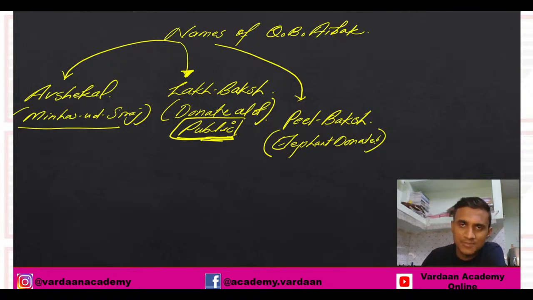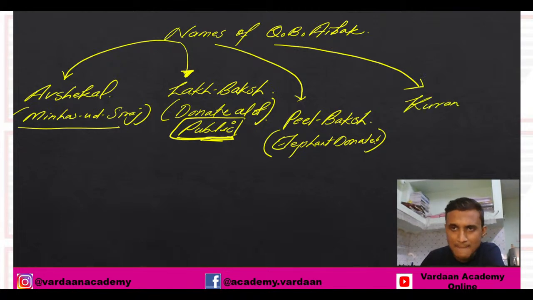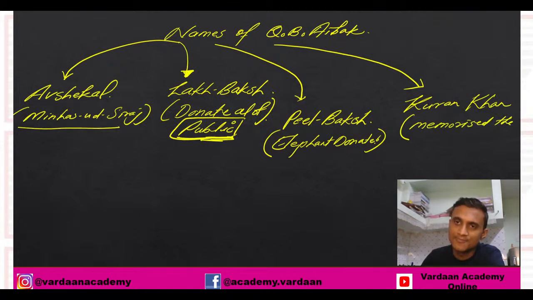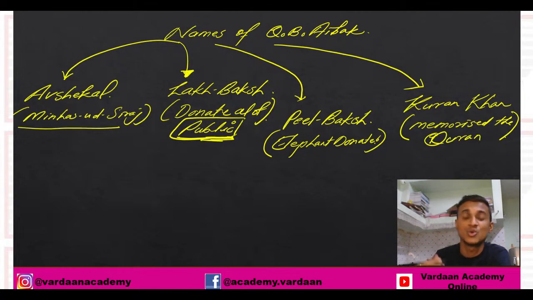There is one more name for him, that is Quran Khan. Why was he called Quran Khan? Because he memorized the whole Quran. You could ask anything from the Quran, the holy book of Islam, and he had memorized each and everything, the whole book line by line. That's why he was called Quran Khan, someone who memorized the Quran.